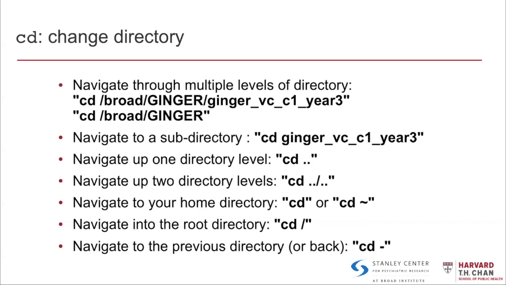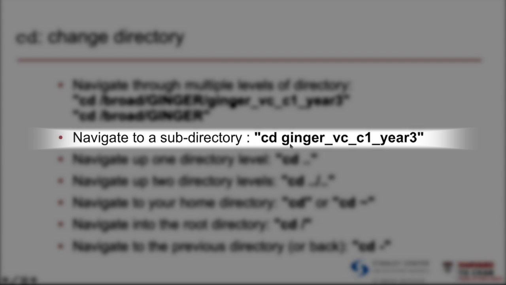Now let's imagine you are already in the Ginger directory and you just want to go to the ginger vc c1 year 3 directory. You don't need to type the whole path, which means you don't need to type cd broad ginger vc c1 year 3. You just need to type cd ginger vc c1 year 3.